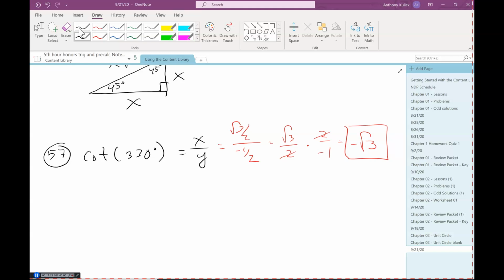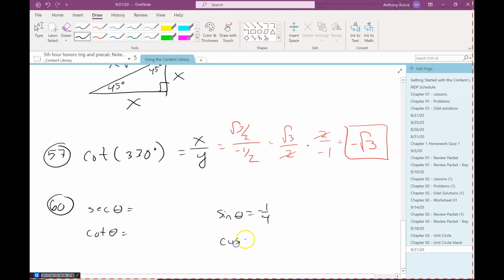60? Sure. It says find secant theta and cotangent theta if sine theta is equal to negative 1/4 and cosine theta is negative.